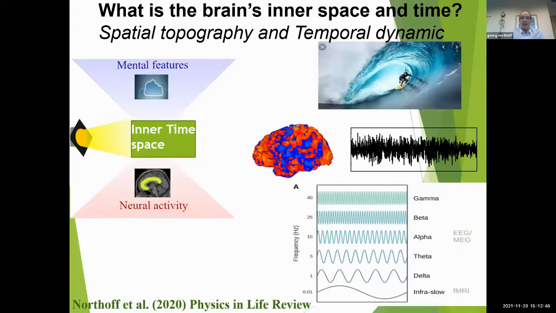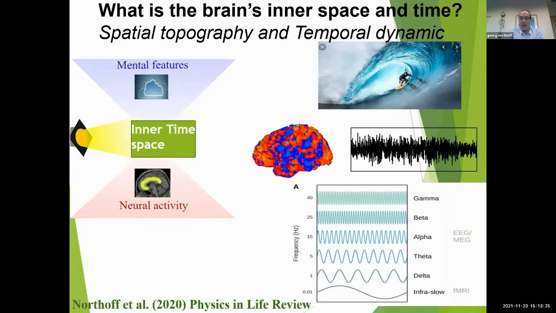So what exactly is the brain's inner time and space? I don't need to tell you. This, for instance, constructs the spatial topography, the whole brain organization across its different regions and networks. I will give more examples later. Temporal dynamic, you all know this: the way the neuronal activity continuously fluctuates in different frequencies. Faster ones, which we can capture with EEG, slower ones, which we can capture with fMRI in the frequency range of 0.01 Hertz to 0.1 Hertz.